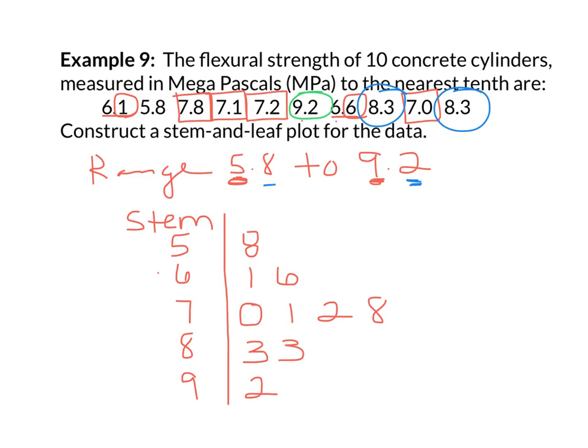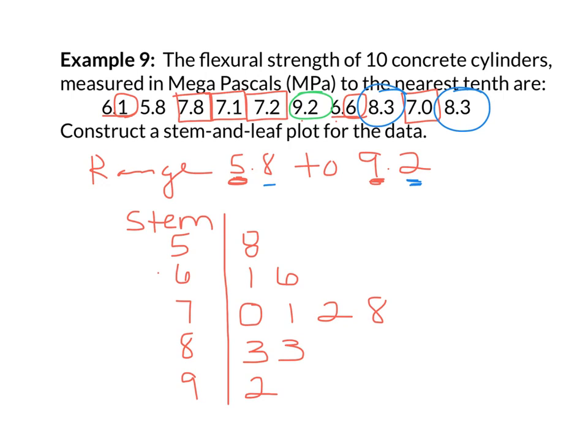Some things to notice, we're not quite done, but some things to notice is that these are all in one line, and then these are in one line, and if there were more data here, we would have these line up and these line up. It helps us to create a picture of what our data actually looks like.